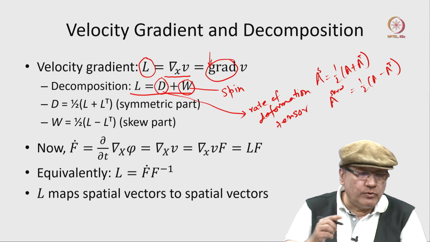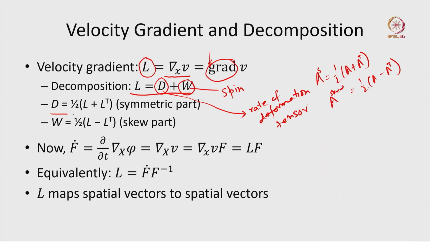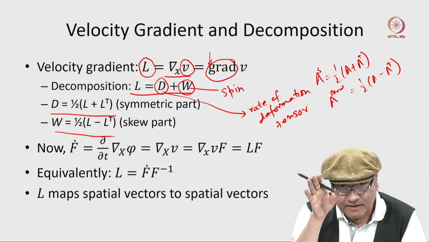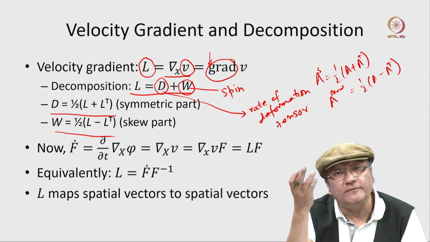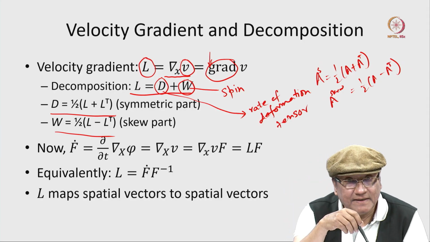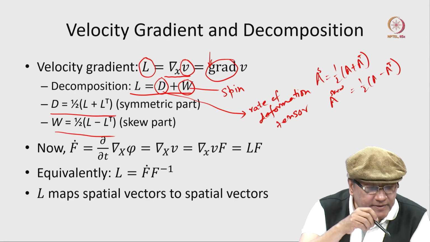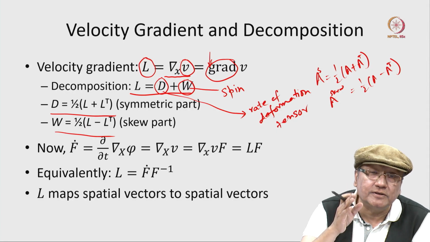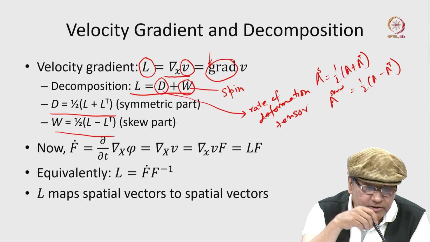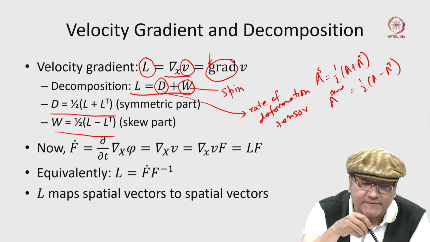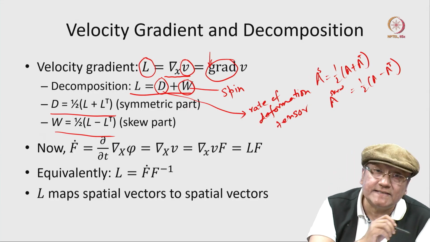Now this is exactly what is indicated here, how D and W are expressed in terms of L. And now because L, remember, is related to velocity, it is the gradient of velocity, so it is also a rate. So it is related to the rate of deformation. Hence it should be related to F dot, because the rate of the deformation gradient should have something to do with L. So let us see what is the relationship.